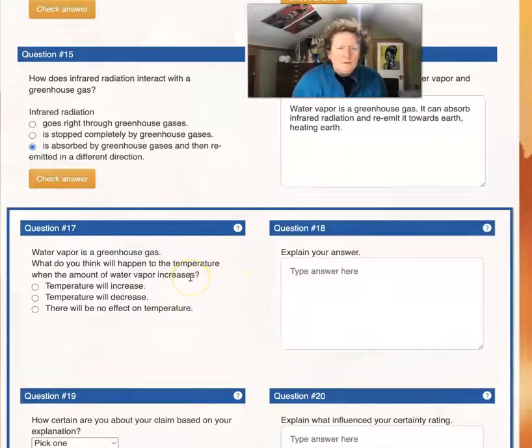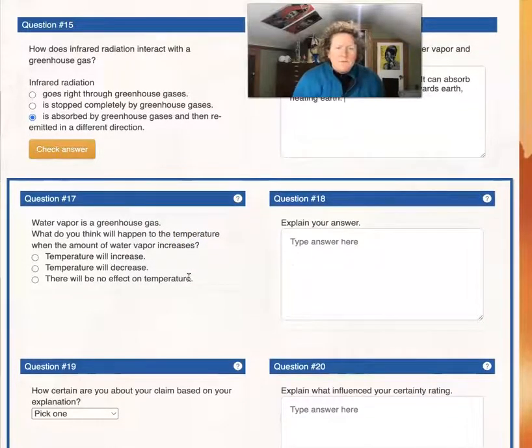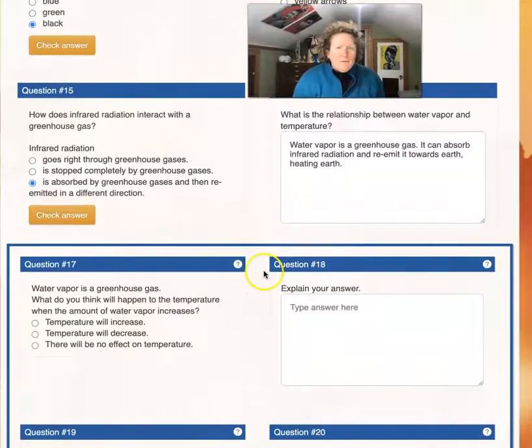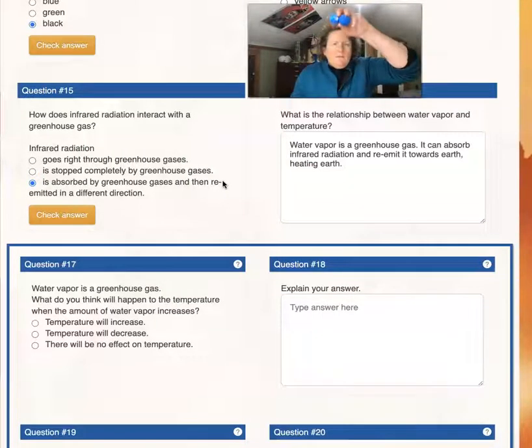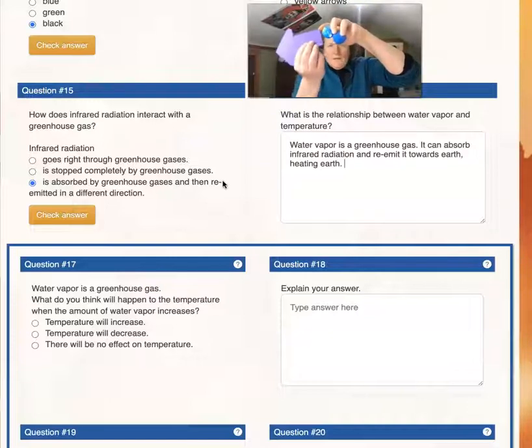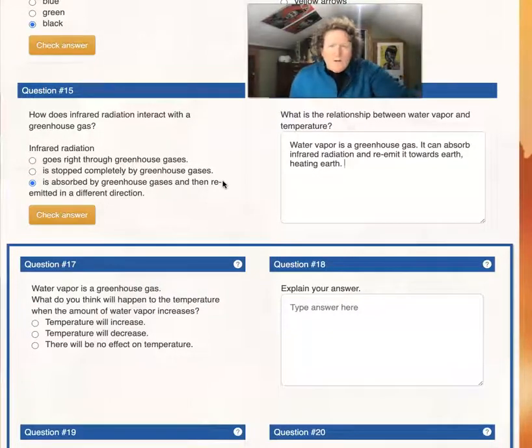What do you think will happen to the temperature when you increase the amount of water vapor? See what you think and then try to explain your answer. I gave you some pieces to think about up here, and we talked about what happens when water vapor absorbs infrared radiation. It vibrates faster, and when molecules are vibrating faster, that represents a higher temperature. Temperature is the average energy of the molecules. The molecules cool down, they vibrate slowly, and they re-emit that energy, which often goes back towards Earth and heats Earth.